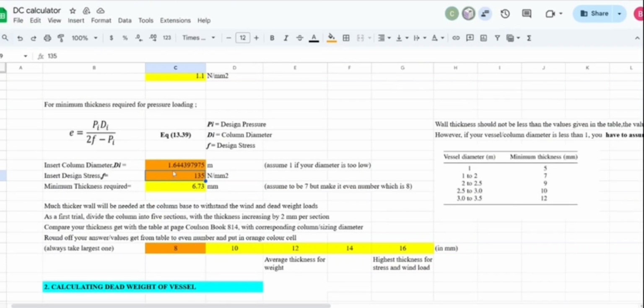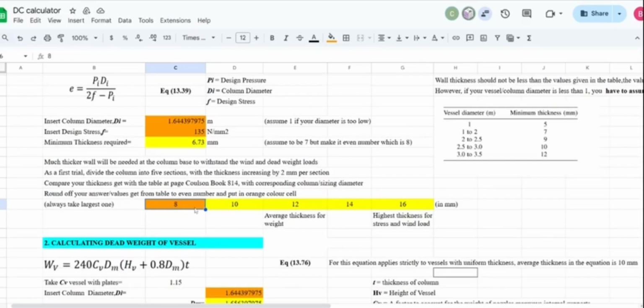This means that you need to compare your column diameter and the minimum thickness with the table. For example, here the column diameter is 1.64, which is between 1 to 2, and the minimum thickness is 6.73, or in the range of 7, where we can assume it to be 7. You need to round off the values you get from the table to an even number and put it in the orange color style here. So here we made it 5 sections, and for each section we added 2 millimeter of thickness.